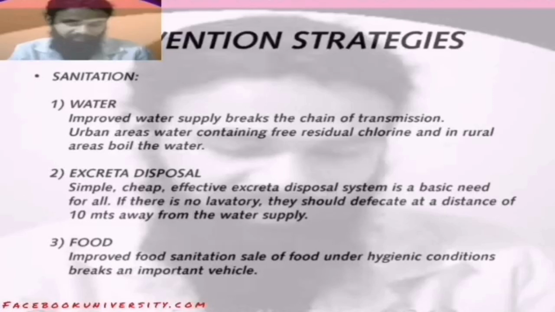If there is no laboratory, they should defecate at a distance of 10 meters away from the water supply. So there should be toilets in each and every home. In villages, improved food sanitation and sale of food under hygienic conditions breaks an important vehicle.